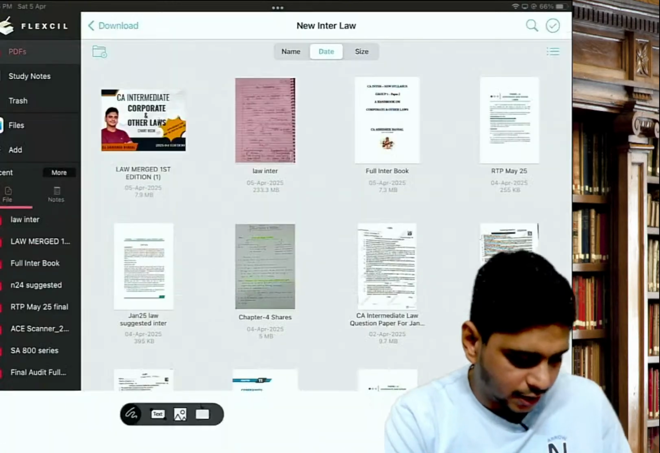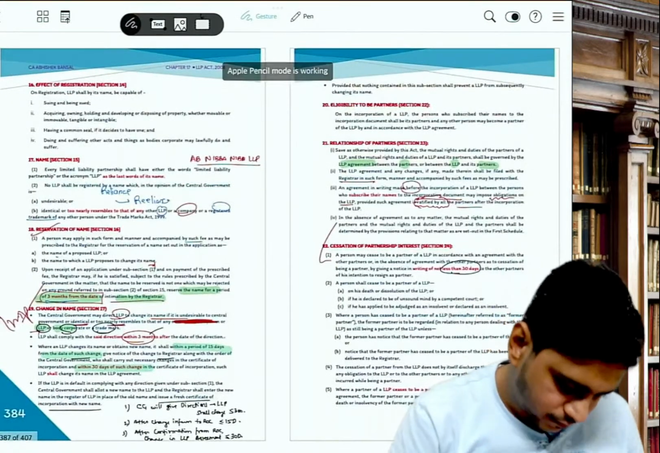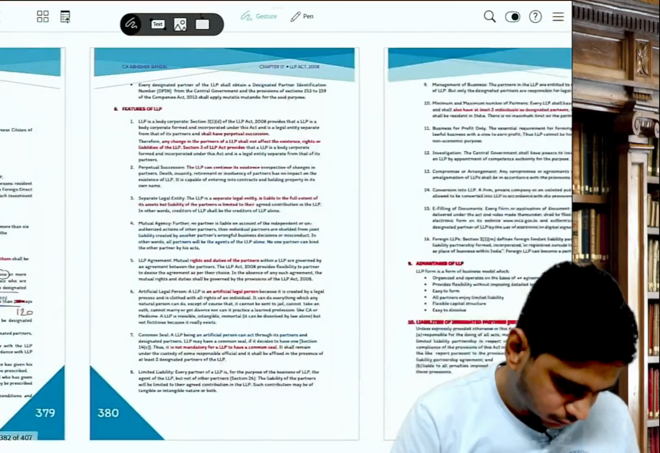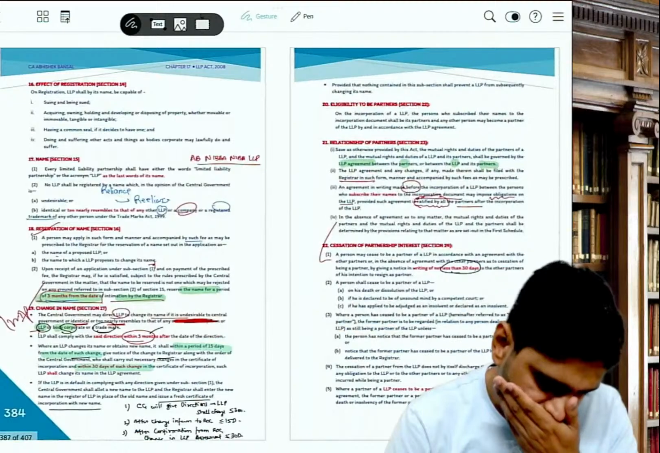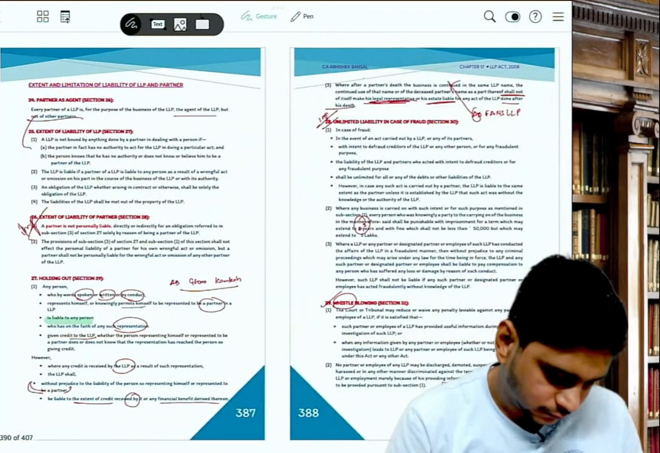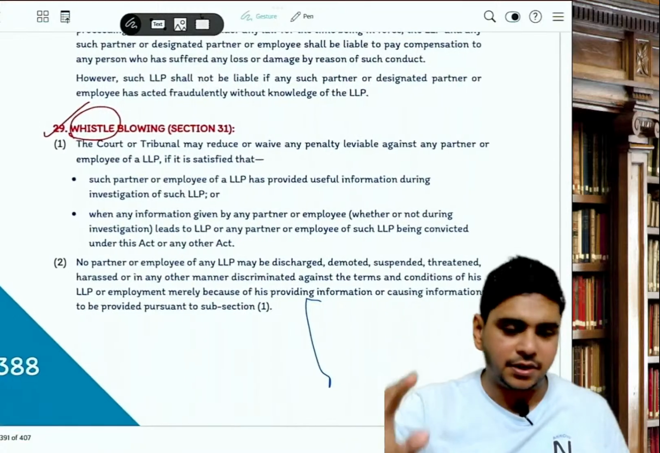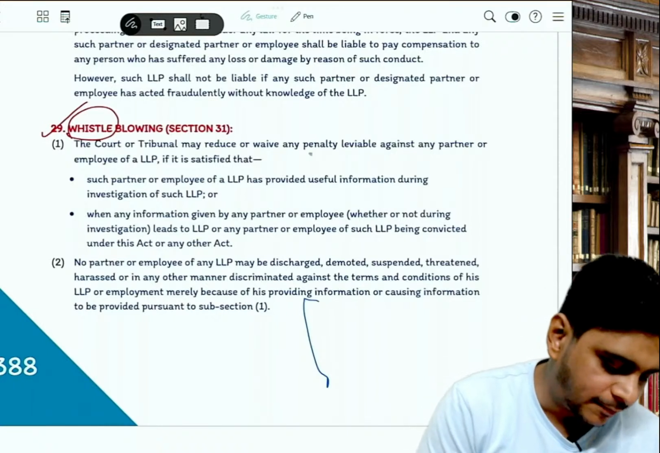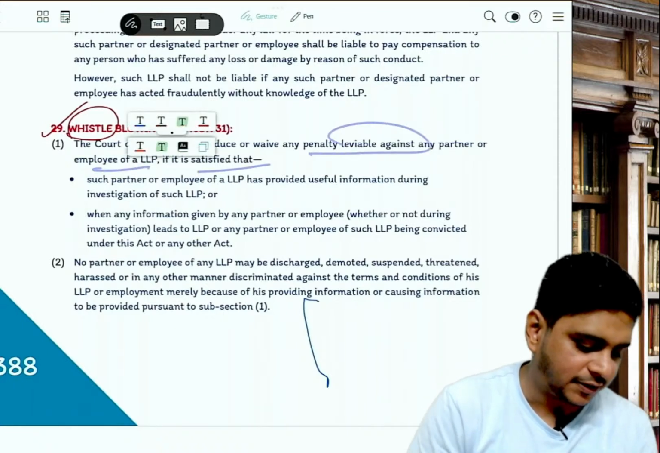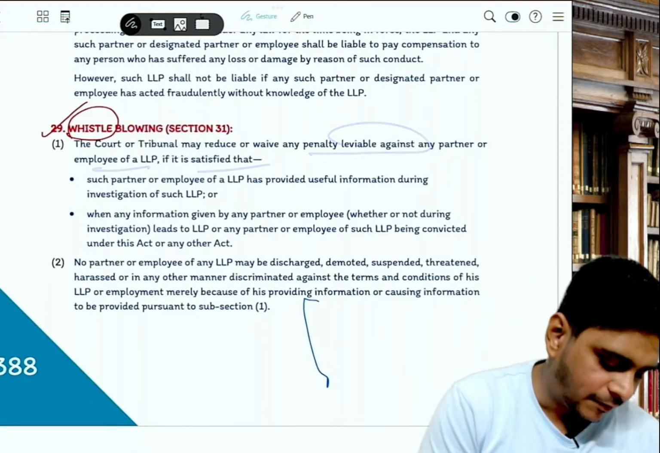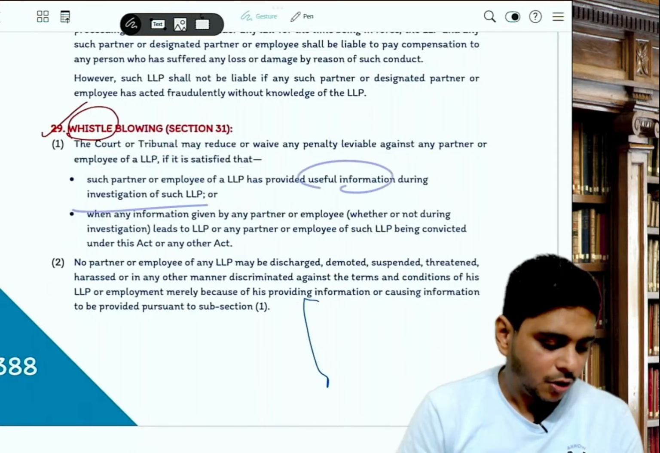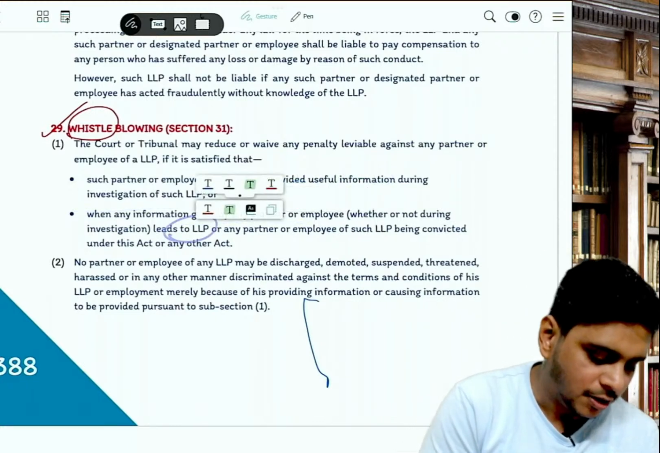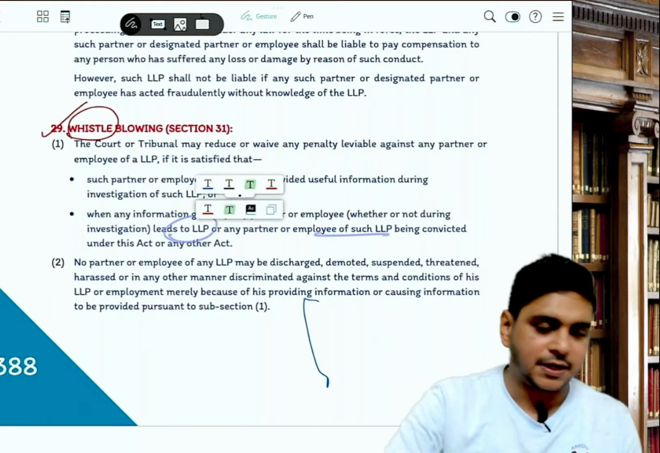Then, in the book, there is one answer on the whistleblower. Section 31, page number 388. This also came in the exam. Let's do this again. The court or tribunal may reduce or waive any penalty leviable against any partner or employee if satisfied that such partner or employee of the LLP will provide useful information during the investigation, or where any information given by such partner or employee, whether or not during the investigation, leads to the LLP or any partner or employee being convicted under this Act or any other Act.